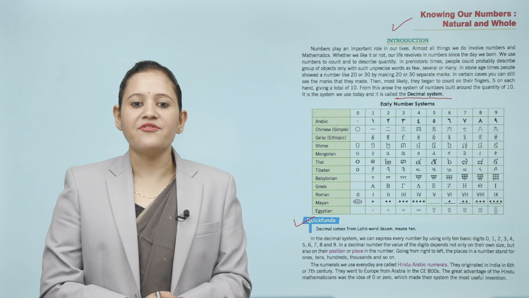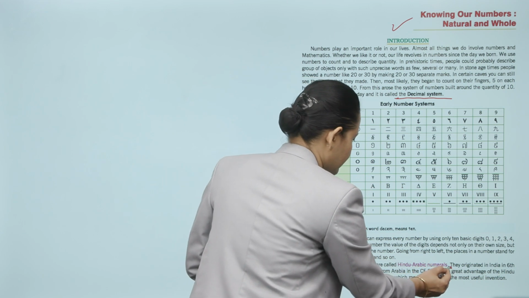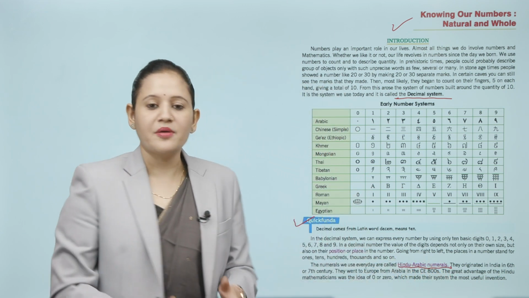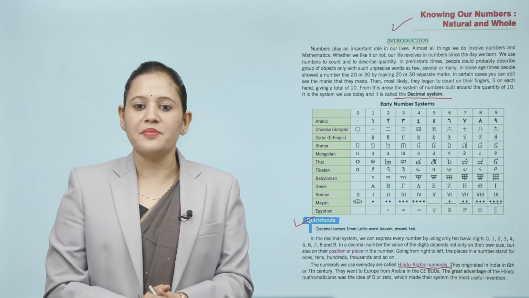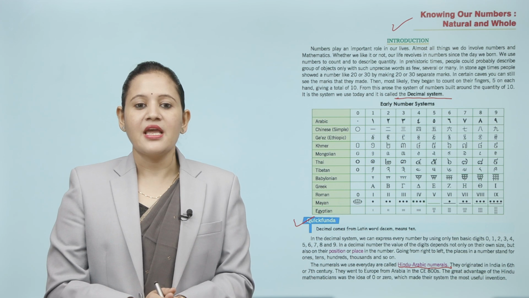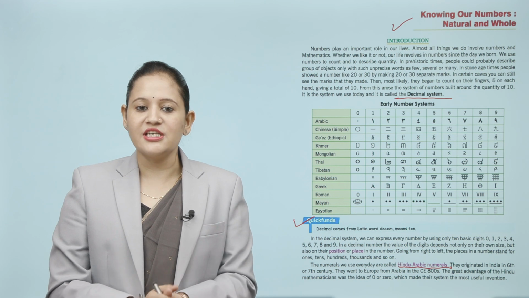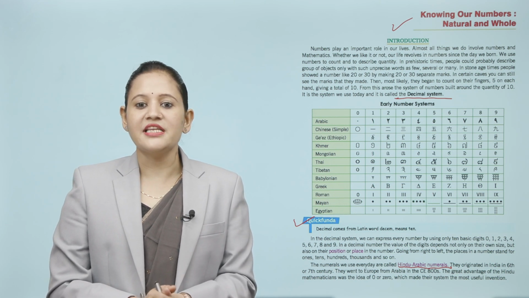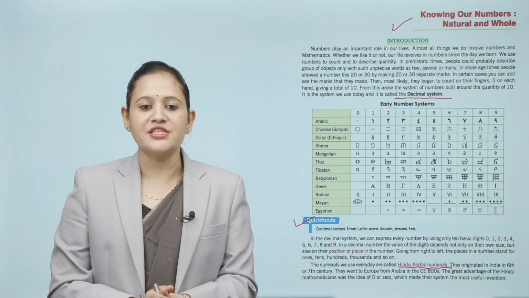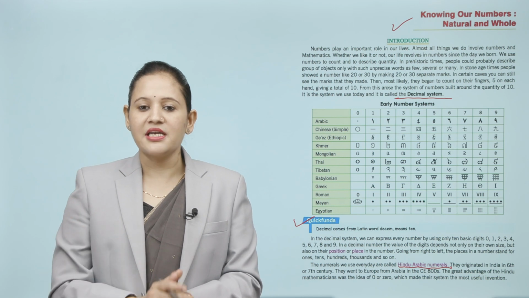The numbers we use every day are called Hindu Arabic numerals. जो नंबर हम यूज करते हैं they are called Hindu Arabic numerals. They originated in India in the 6th and 7th century and went to Europe from Arabia in CE 800. The great advantage of the Hindu mathematicians was the idea of zero, which made their system the most useful invention. Zero का invention वो इंडिया में हुआ था. After that बाकी numbers develop हुए.